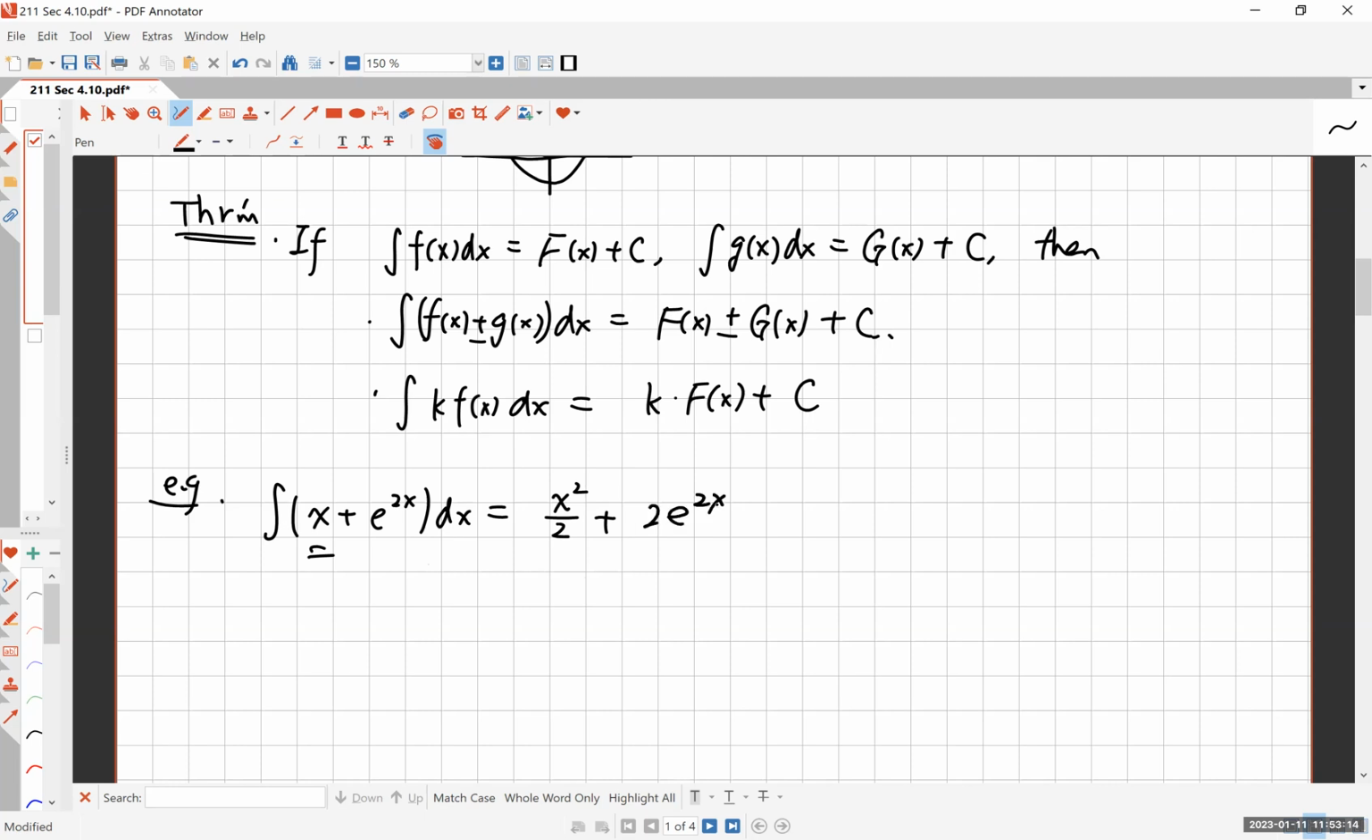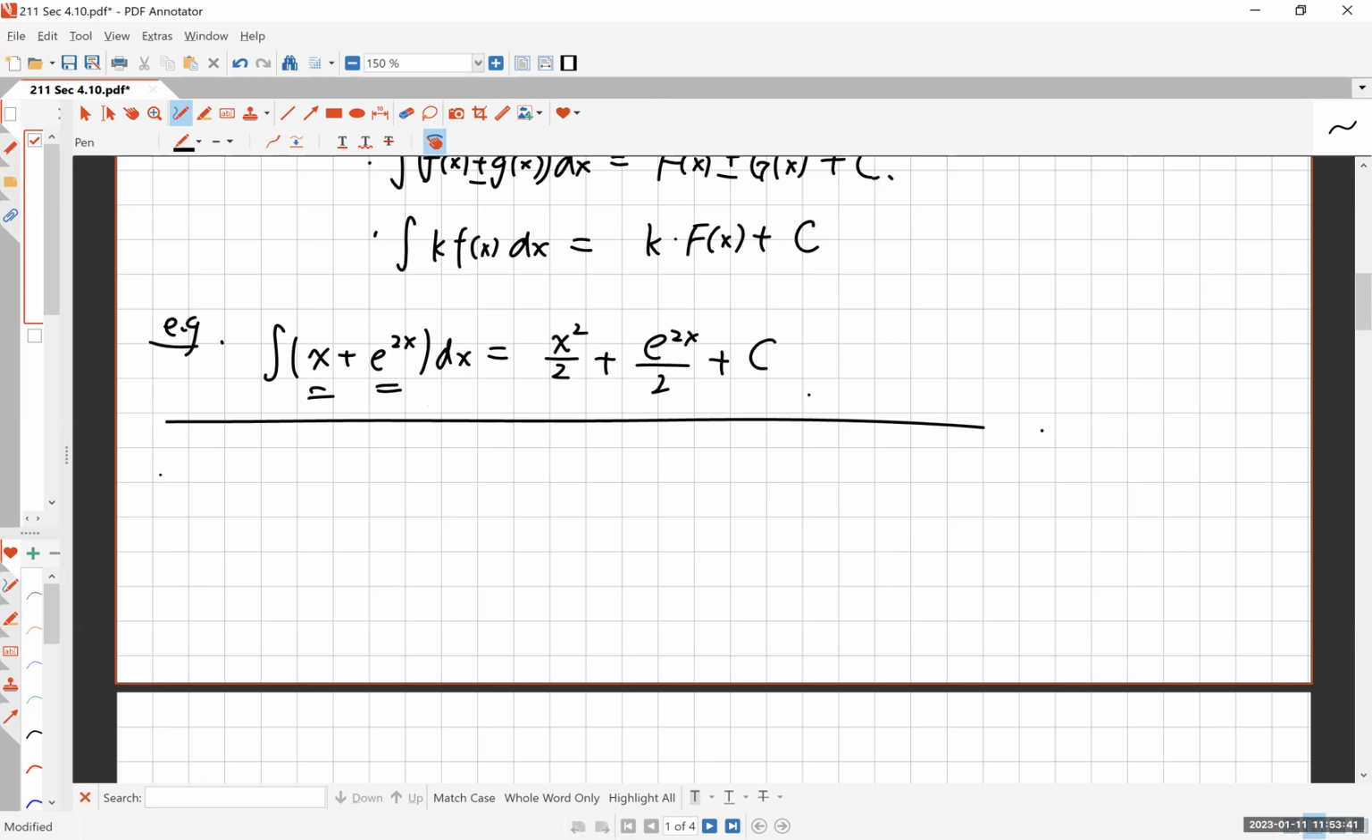To get e to the 2x, what do I have to do? 2e to the 2x? No, because if I differentiate this, I get 4 times e to the 2x. So that's not right. So what is it? It's e to the 2x divided by 2. If I differentiate this, I get 2 over 2 times e to the 2x, which is exactly this, right? And don't forget plus c. So that's how you can find these.